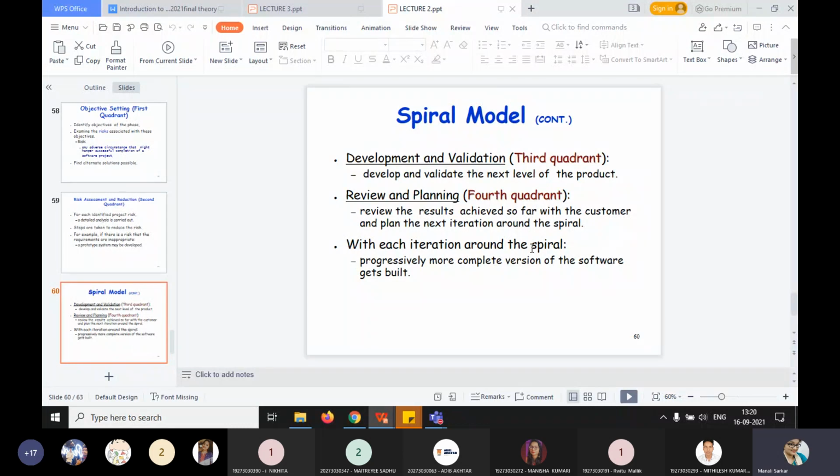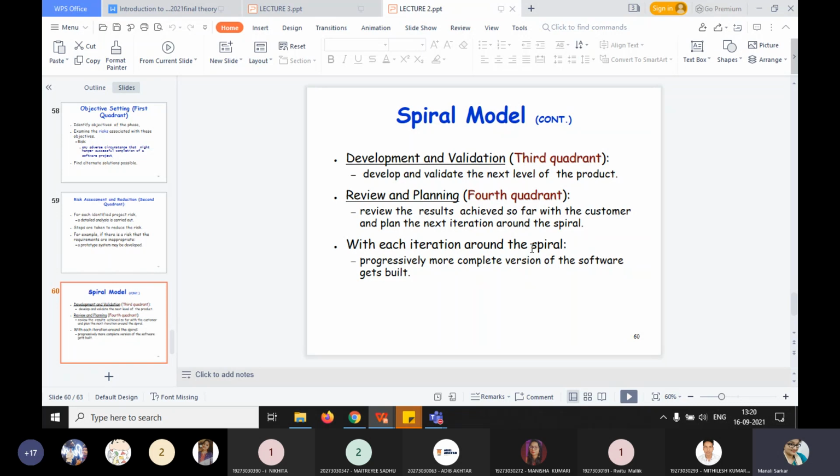Next, in the case of the spiral model, the next phase is the third quadrant, in which we are actually developing and validating the next level of the product. So see here, at the end of the third iteration, the identified features have been implemented and the next version of the product is available.